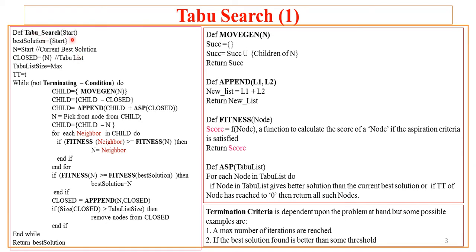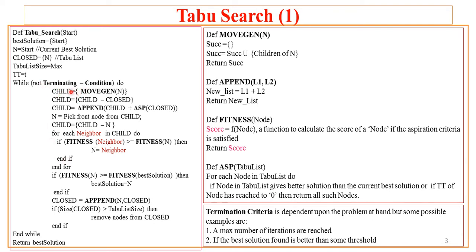So the algorithm is tabu search, which takes as argument the start node. As we have already seen, the best solution is start, then the current best solution n is also start, then put this n into the closed list. Closed list is nothing but the tabu list. Then the tabu list size is maintained, which is given some maximum value, say any suitable value like 4, 5, 10. Then tabu tenure is set with a value t, small t. While some terminating condition is not met, repeat these steps.